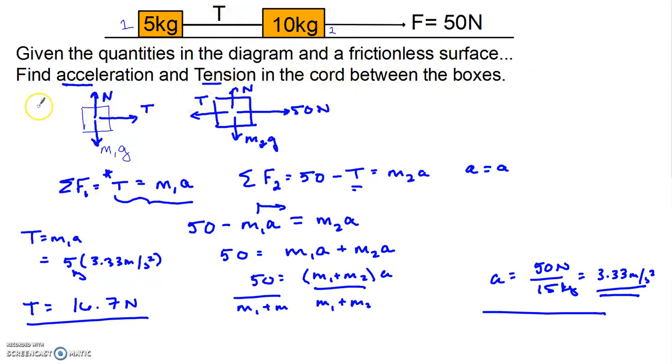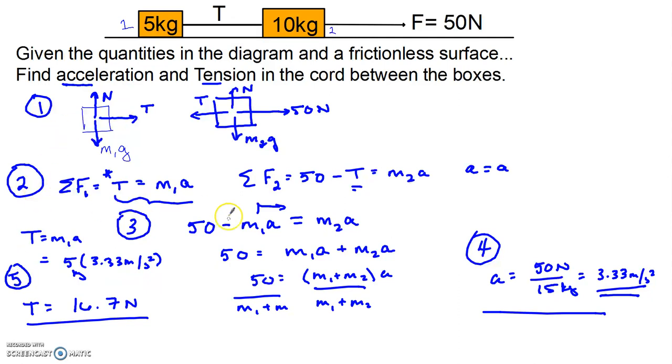So the steps are always the same. Your first step is drawing your free body diagrams. Your second step is writing the Newton's second law equation for each object. Your third step is then combining those equations, solving the system of equations. Sometimes it'll be substitution, sometimes we'll use another method. And then find the acceleration, and then plug stuff back in for the tension. So those are your steps. Next problem.